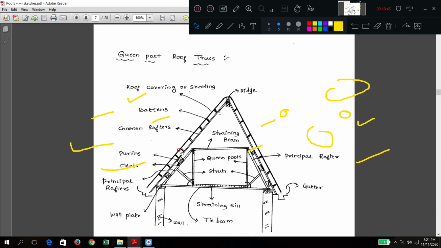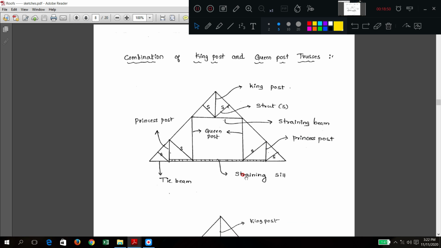So one more combination is there. What is that combination? A combination of king and queen. Can you see this diagram? For a larger span, you can have this arrangement. There is a king post at the center and a queen post just a little away. Apart from that, two additional posts are also given. These are called princes. There is not much of a difference here. King post and queen post together are called a combination truss.